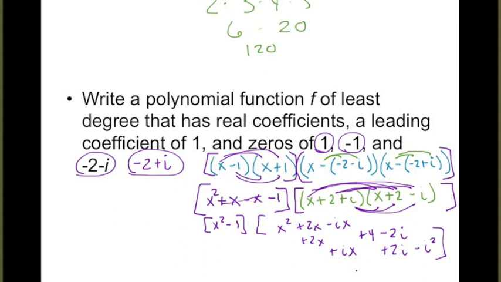Alright, so then I've got a lot of like terms to combine in the second group. That first group's just going to keep tagging along: x squared minus 1. Now in the second group, I'm going to have x squared plus 4x. The ix's drop out. The 2i's drop out. Negative i squared is really equal to what? 1. Positive 1. So put that together with a 4, and I get plus 5.